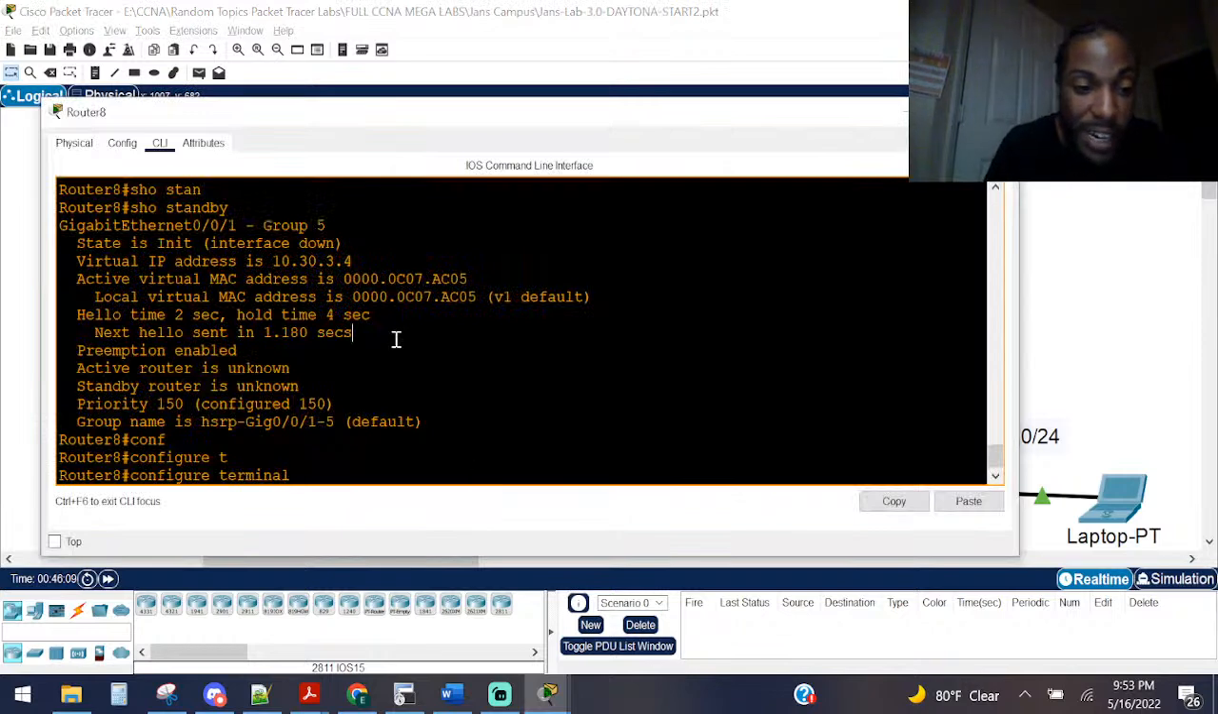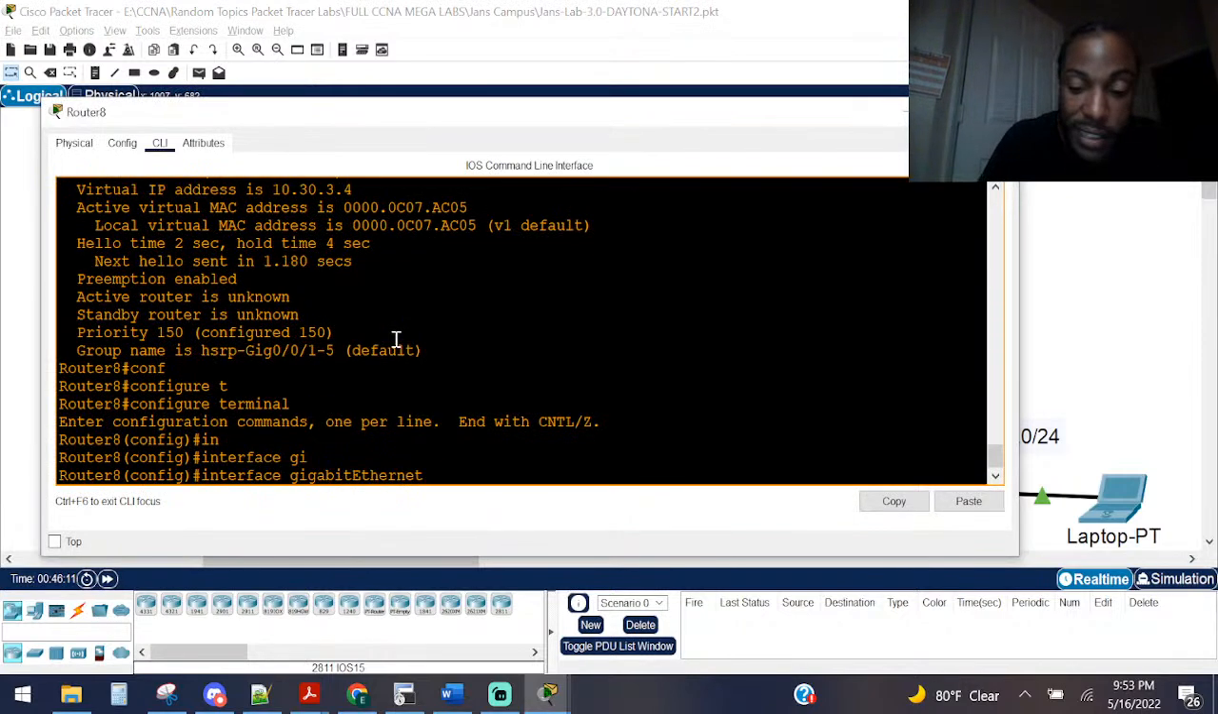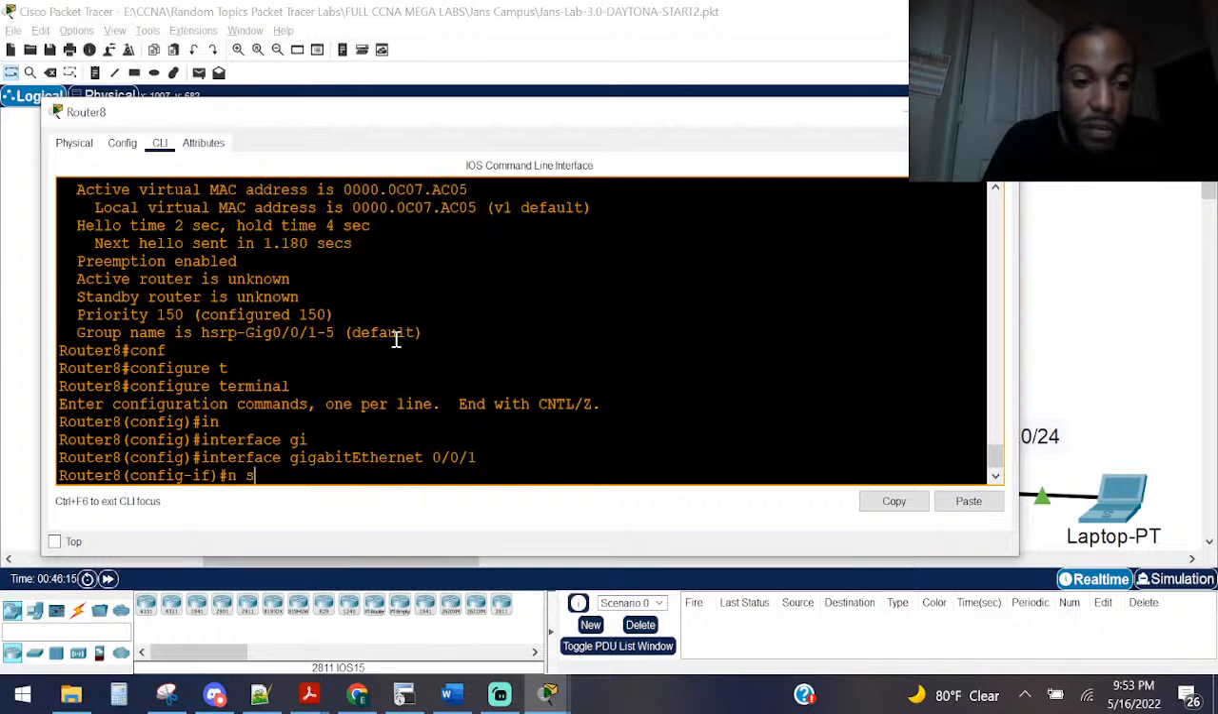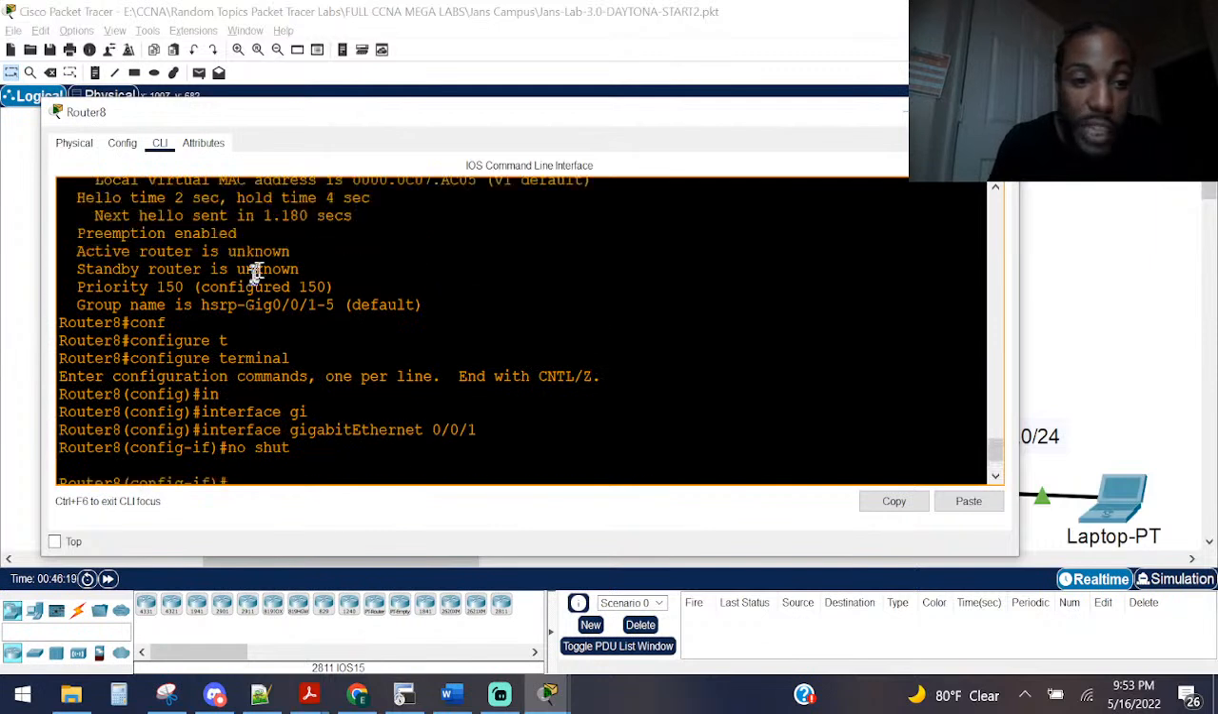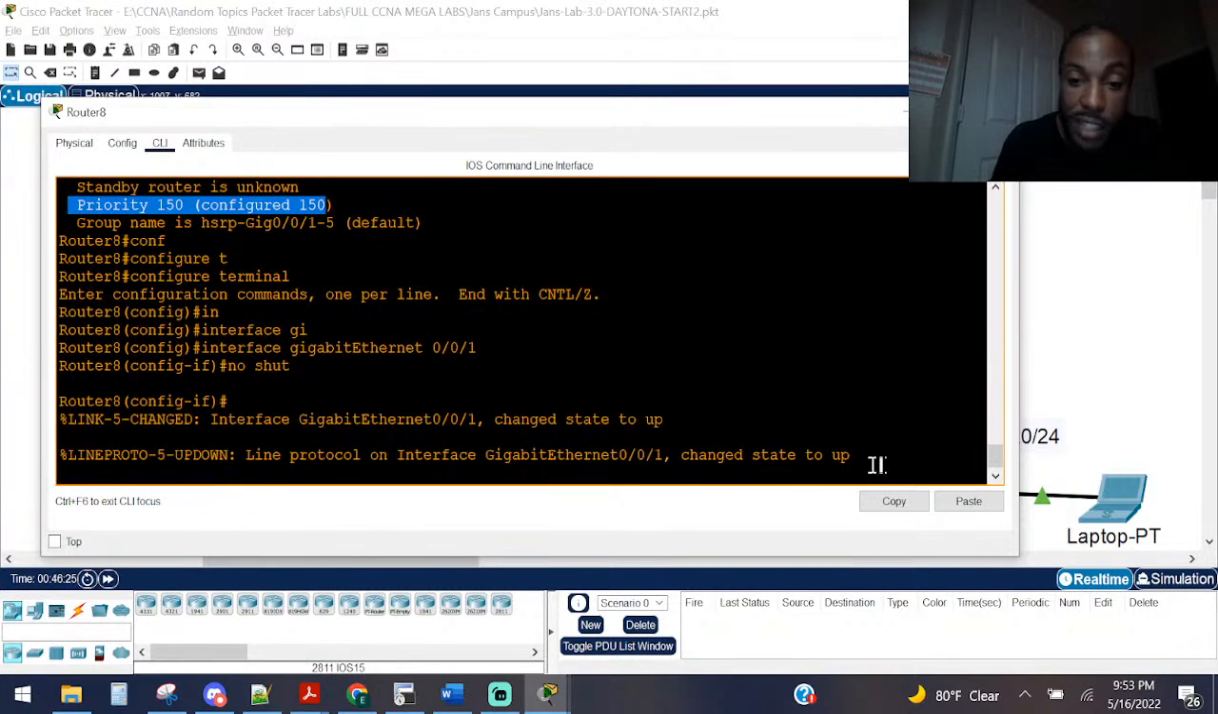Let's go ahead and bring that interface back up. Interface gig 0/0/1. Oops. And no shut, right there. So he brings it back up, and hopefully he becomes the active router again, since we set up preemption. And like 625 said, now he's up. Wait for it. Wait for it.